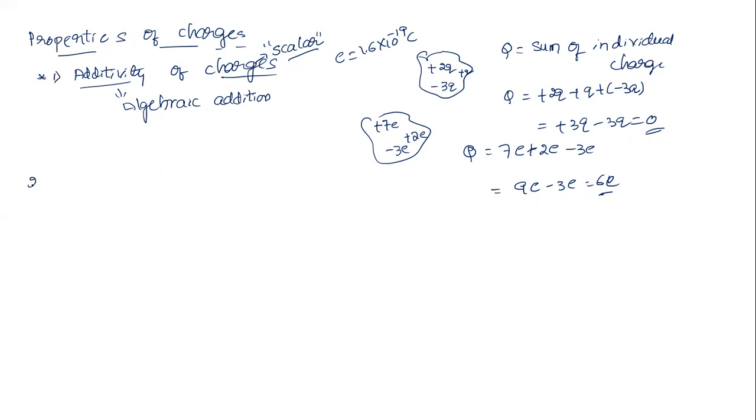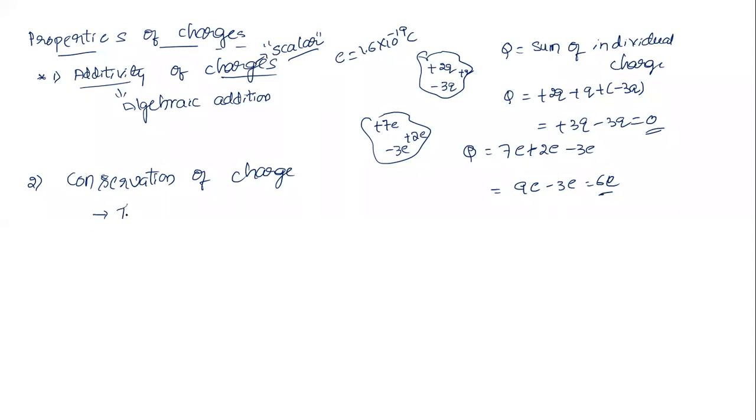Let us go for the second property. That is the second property, conservation of charge. So what do you know about conservation of energy? What is the meaning of conservation of energy? Energy can neither be created nor destroyed, but it can be converted from one form to another form. Like that, conservation of charge is nothing but the total charge on a system remains constant. It is not going to change at all.